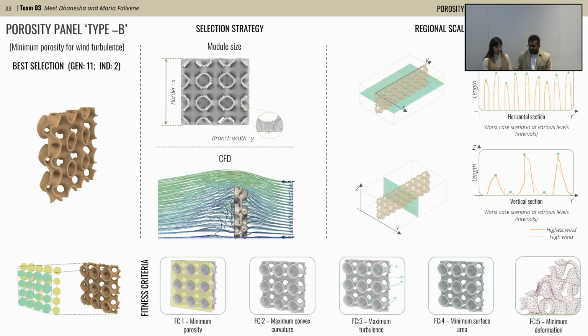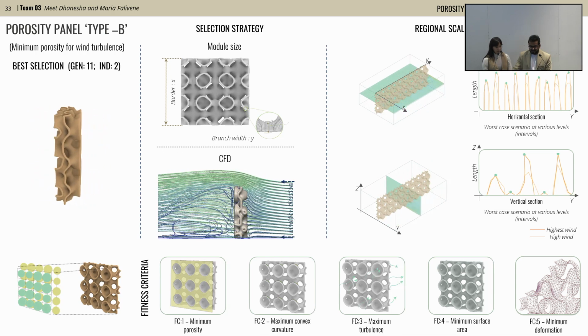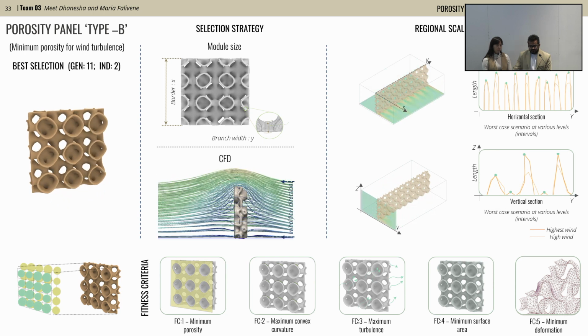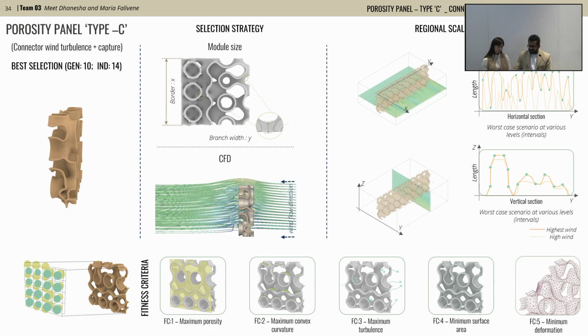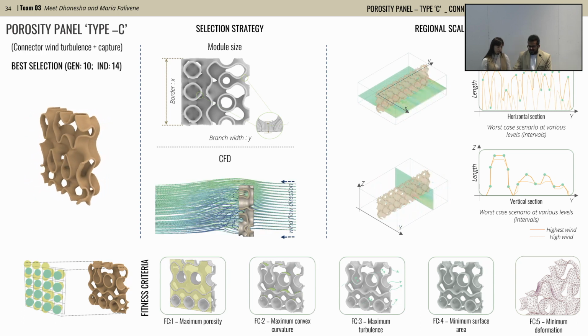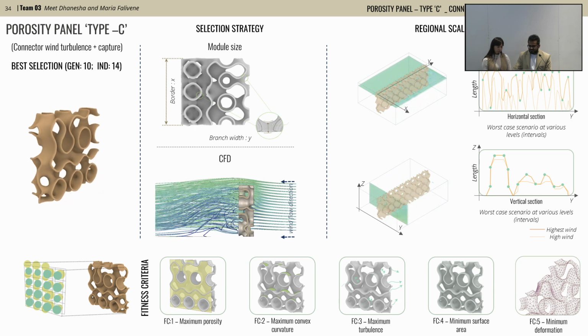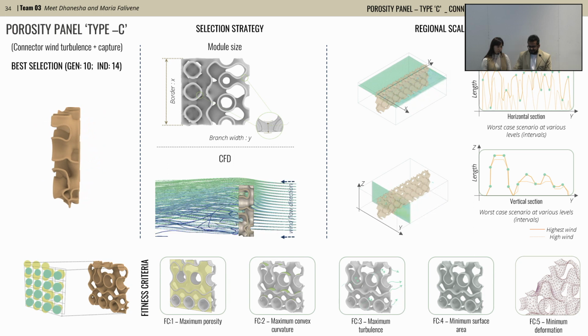Similarly, type B components use the same workflow, and the phenotype with less porosity to create maximum wind turbulence was selected. And for type C, the same workflow was followed, and the phenotype which has the combination of high and low porosity was shortlisted. This acts as a connector for a smoother transition between A and B.